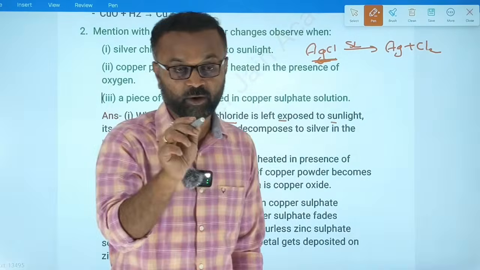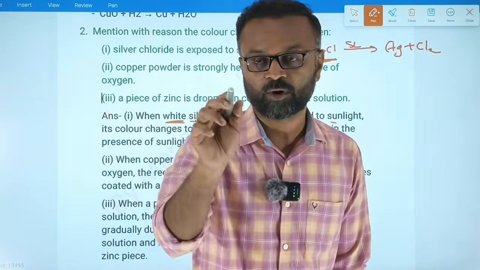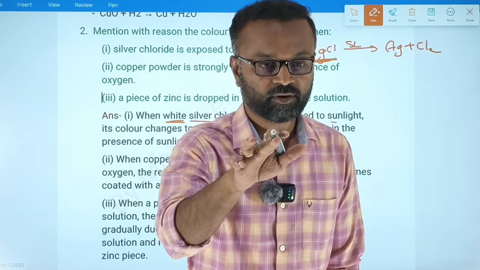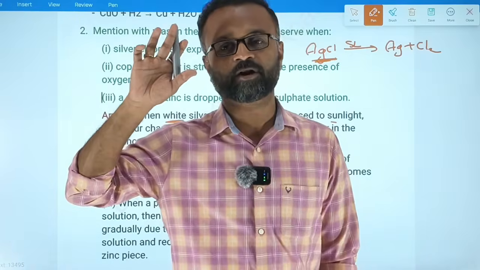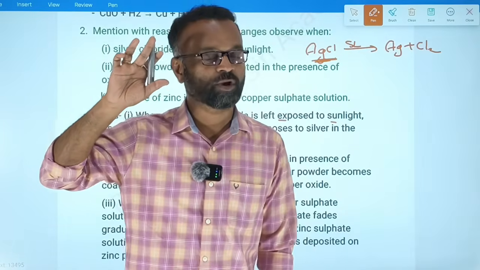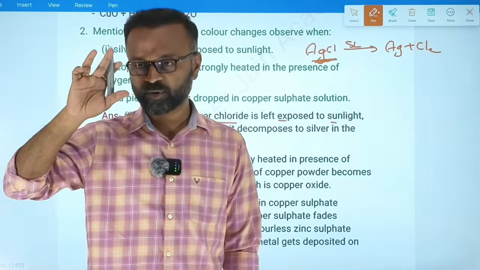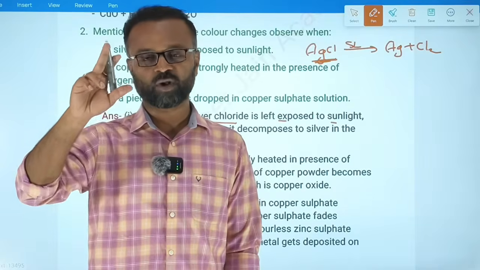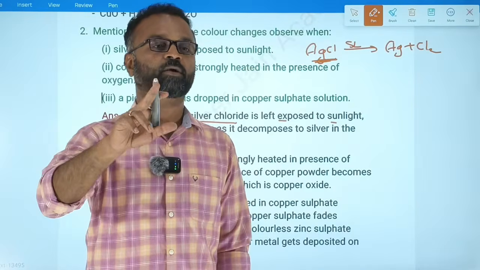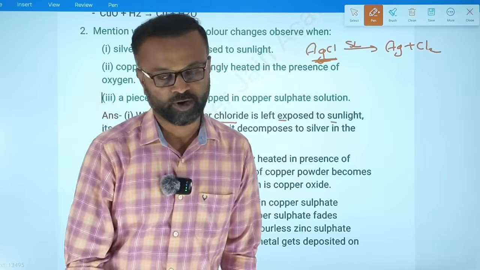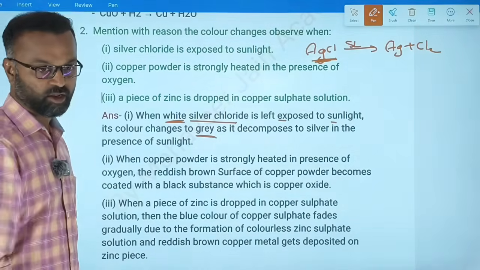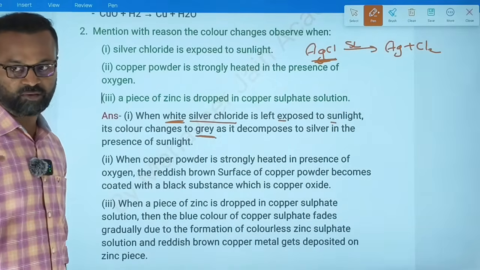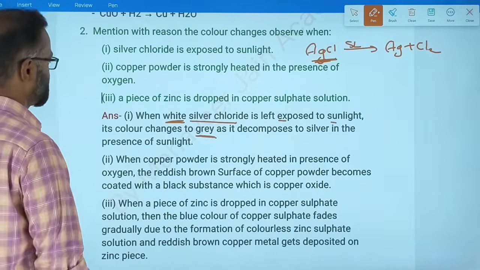And a very important thing to remember here is that's the reason silver chloride is stored in a dark colored bottle. If it is not stored in a dark colored bottle, then what is going to happen? It is going to be exposed to the sunlight. Then definitely the silver chloride is going to break down into silver and chlorine. Okay, there is going to be formation of the gray colored compound. Understand everyone? Clear this one? Okay, fine. The next one is here.